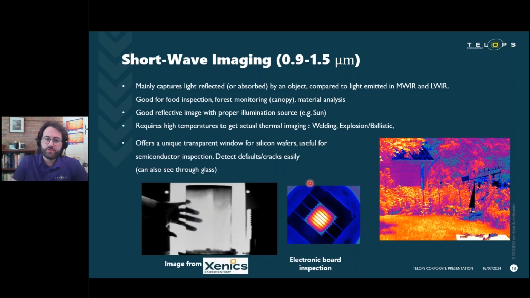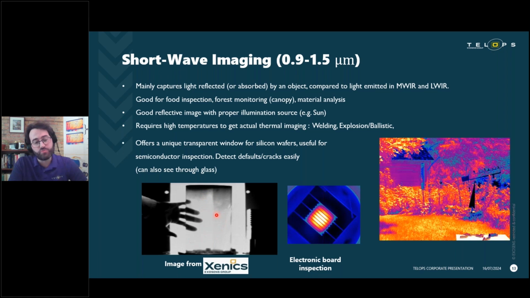But there's also something interesting in shortwave imaging where it offers a unique window that's transparent for silicon. So that's very useful for semiconductor inspection. You can detect defects and cracks in your electronic boards, semiconductor wafers. You can also see through glass in that spectral band. So that's very interesting for non-destructive testing, where you can see through material that's typically not transparent in visible or other infrared bands.